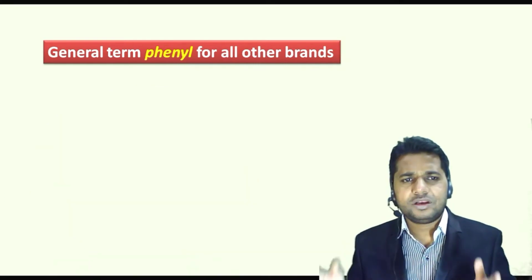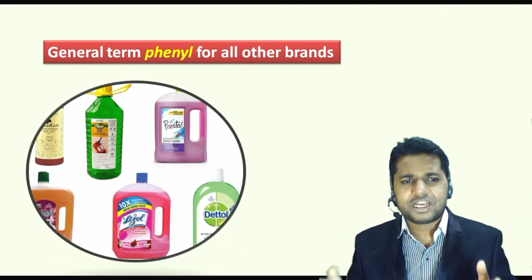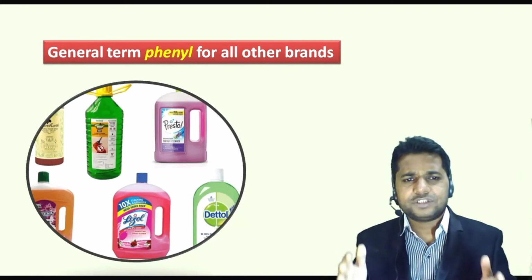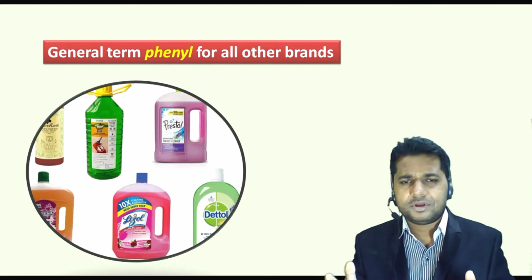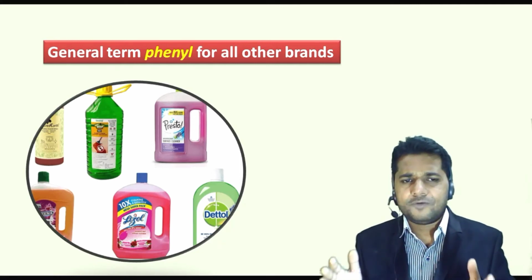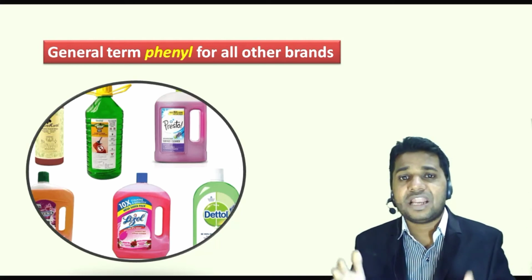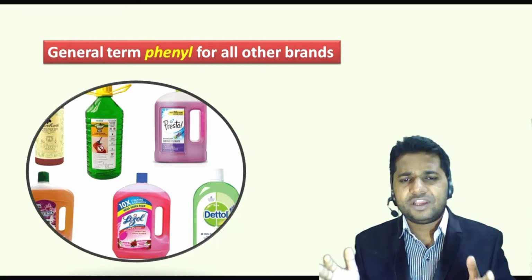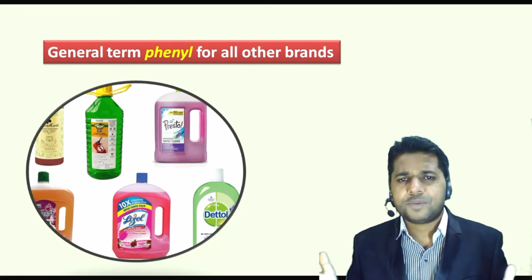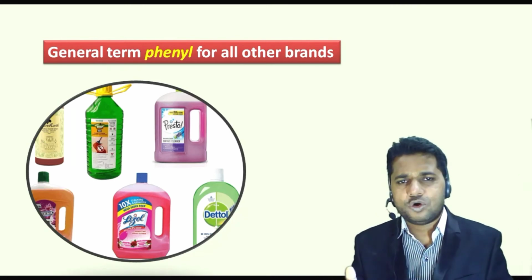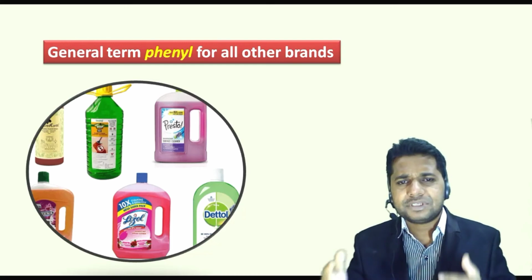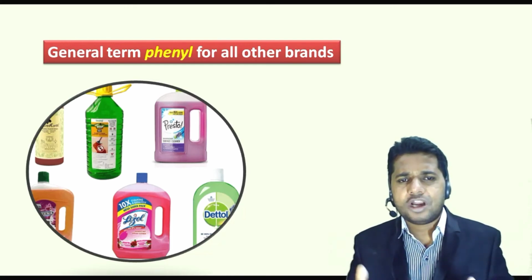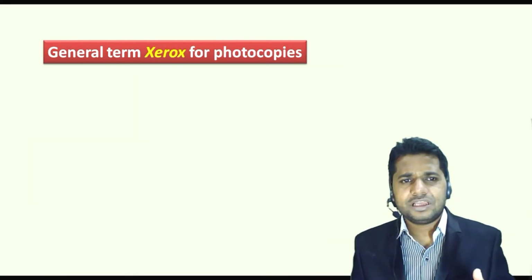The next one goes with phenyl also. There are so many floor cleaners, like Presto, Lysol, Dettol, but when you go to a shop and you ask for a floor cleaner, you say that you want phenyl. But if the salesman or shopkeeper gives you Lysol or Dettol, you are satisfied with that, though you asked for phenyl. So this happens unconsciously. So that's called an eponym.